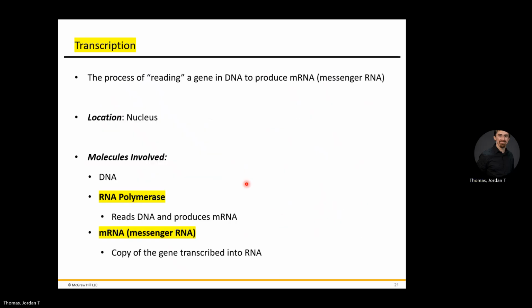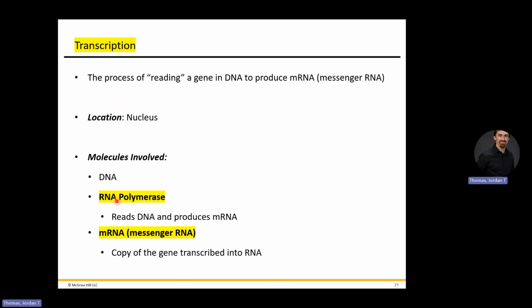Now, to break down transcription again. Transcription is the process of reading a gene in DNA to produce the mRNA, or messenger RNA. The messenger RNA is just a copy of the instructions. It happens in the nucleus, since that's where the DNA is found. The molecules involved are three. We have the DNA, of course, because that's the instructions. We have the mRNA, because it's the copy of the gene transcribed into RNA.